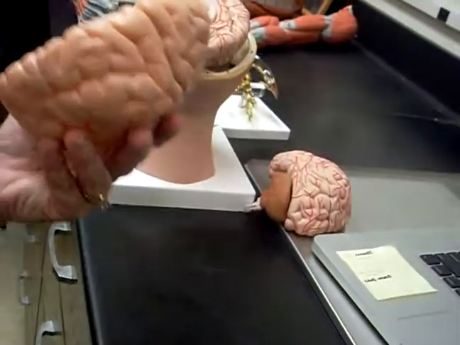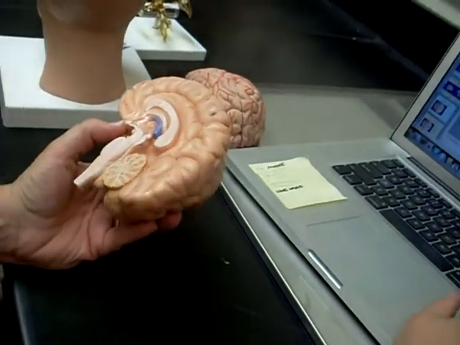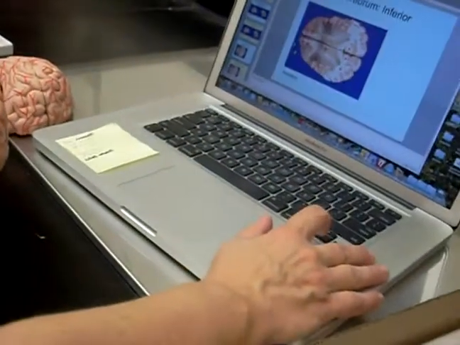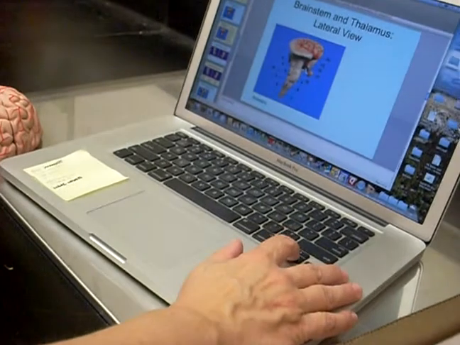Oh, optic chiasm, right at the tip of my thumb. Okay. Done with that. That I won't ask.